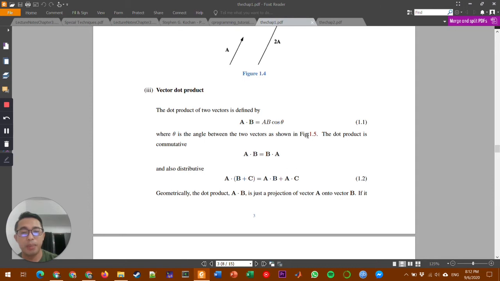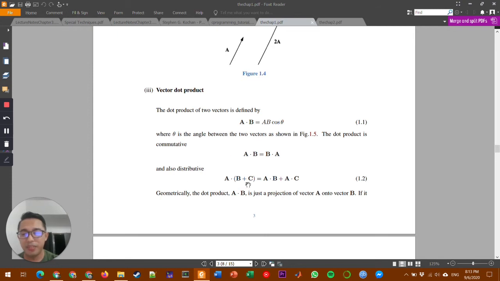So one important property of dot product is it's commutative. So it doesn't matter kung unsa ang order, whether mag-una ang A or mag-una ang B. So A dot B is equal to B dot A. Okay? And at the same time, it's also distributive.